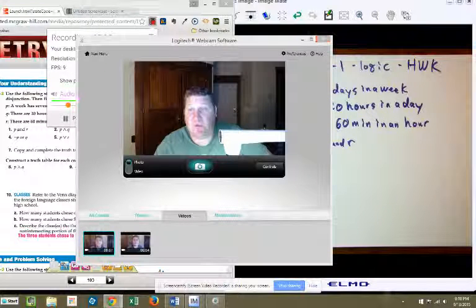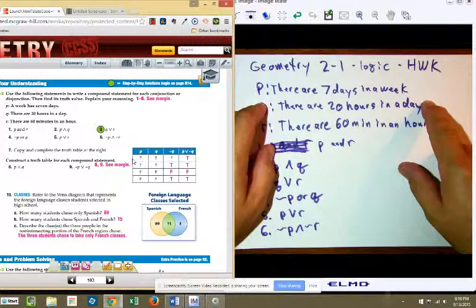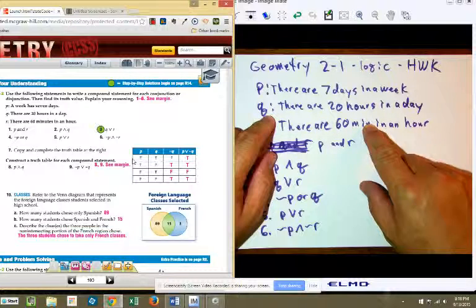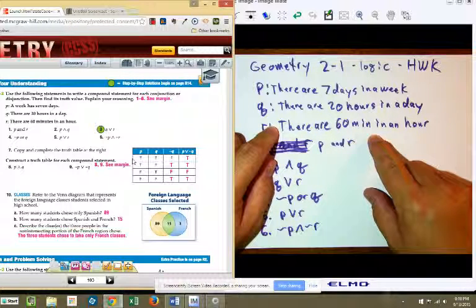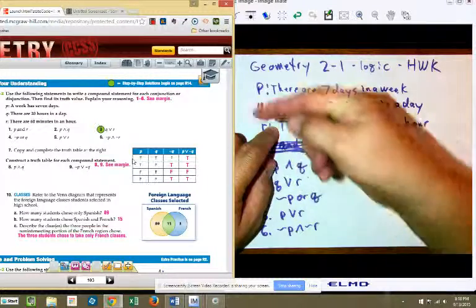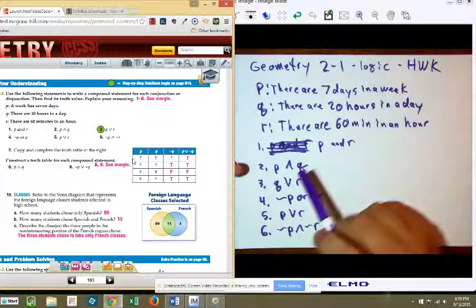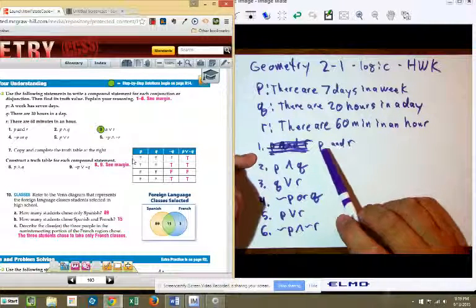So here we go. Now, there are 7 days in a week, there are 20 hours in a day, and there are 60 minutes in an hour. Now, these problems are from right over here. You can see on this whole page, that's where these problems are coming from. So what we want to know is for number one, P and R.